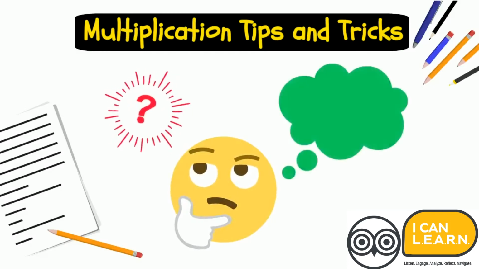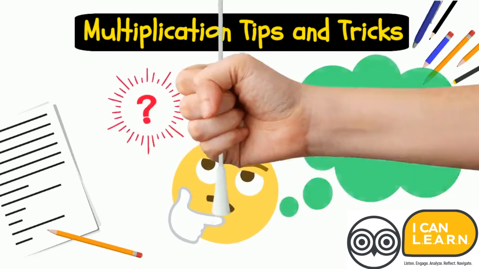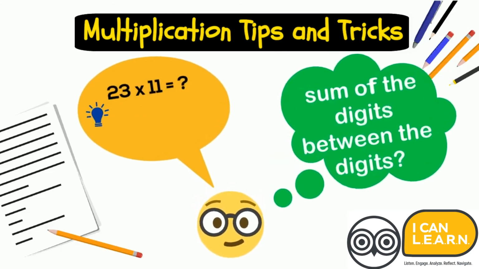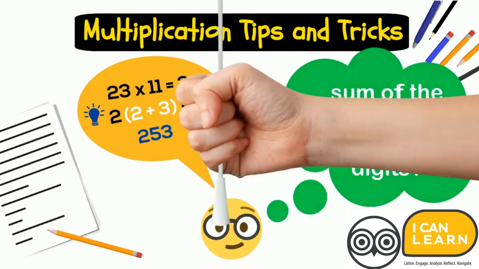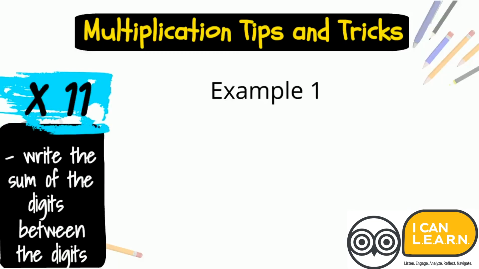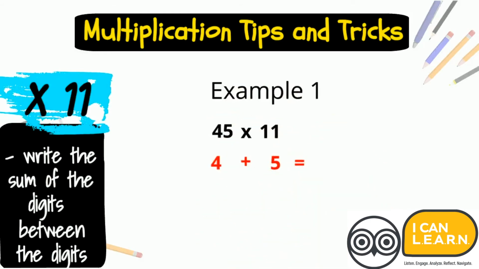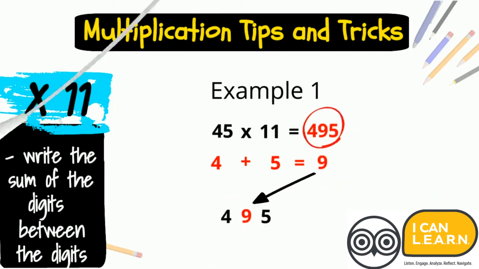How about if you multiply a 2-digit number by 11? The trick is that you just have to write the sum of the digits between the digits, and that would be the product. For example, 45 times 11. You have to add 4 and 5, giving you 9. Then, you have to put 9 between the digits 4 and 5, giving you the product 495.